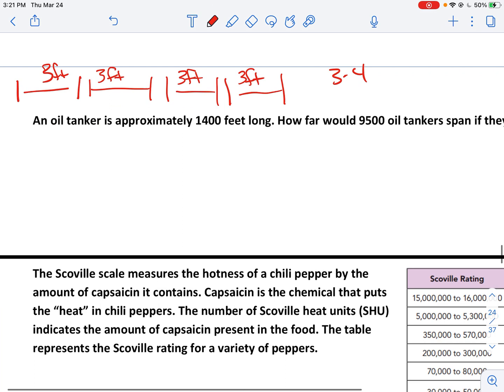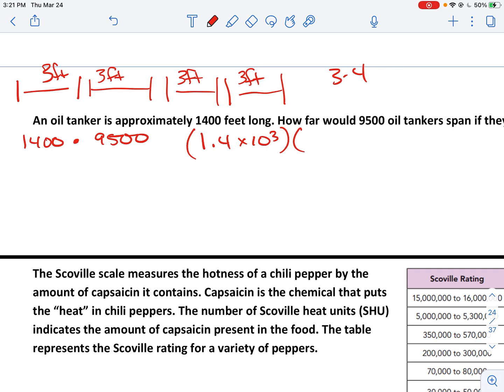Okay, so we're going to do the same thing here. Now, you could take 1,400 and multiply that by 9,500. That is true. But since we're doing scientific notation, we should probably do it using scientific notation. So 1,400 in scientific notation would be 1.4 times 10 to the third. 9,500 would be 9.5 times 10 to the third. So if I was to multiply these two together, I would get 13.3.